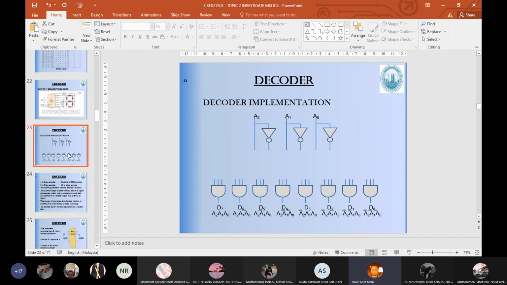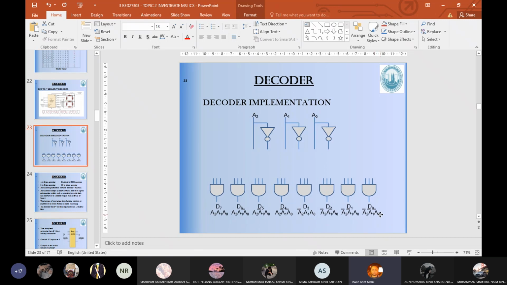Okay, so that is decoder implementation. So dekat sini ada satu simple exercise. Please do this by yourself. Dia ada A2, A1, A0 dan output dia dah letak kat bawah ni. Okay, macam ni ada A2, A1, A0. So macam mana nak buat connection?